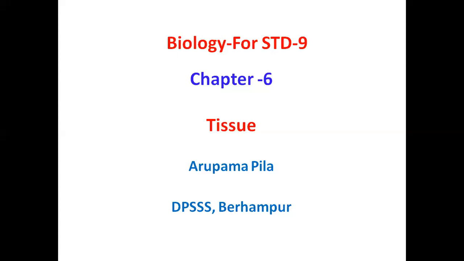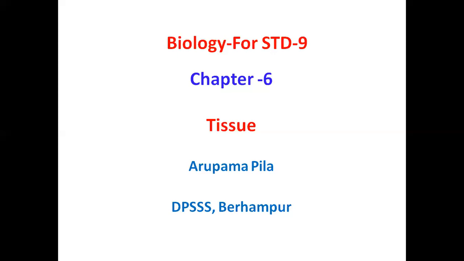Question number 1. When a particular function is carried out by a cluster of cells at a definite place in the body, what are these cluster of cells called? Number 2, dividing tissues are also called dash.